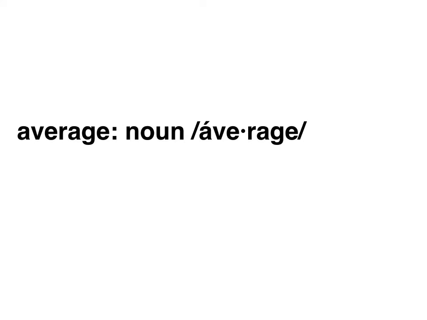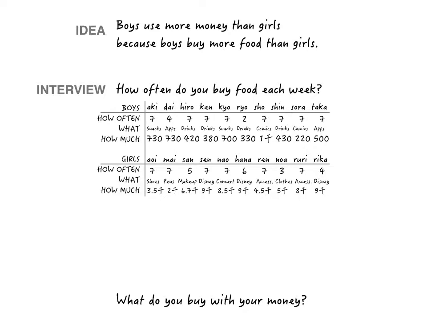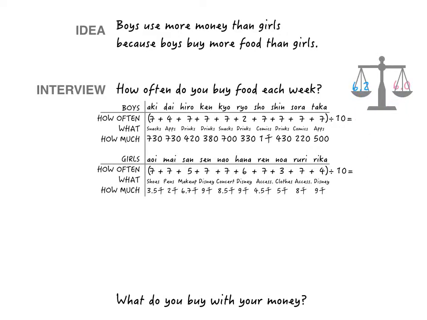Average might be a new word for you. Average. An average is the middle point of a group of numbers. If we compare the average number of times boys buy food each week with the average number of times girls buy food each week, then we can compare boys and girls. So the results of the first question, how often do you buy food each week, were easy to understand by using averages. The average for boys and girls were almost the same.